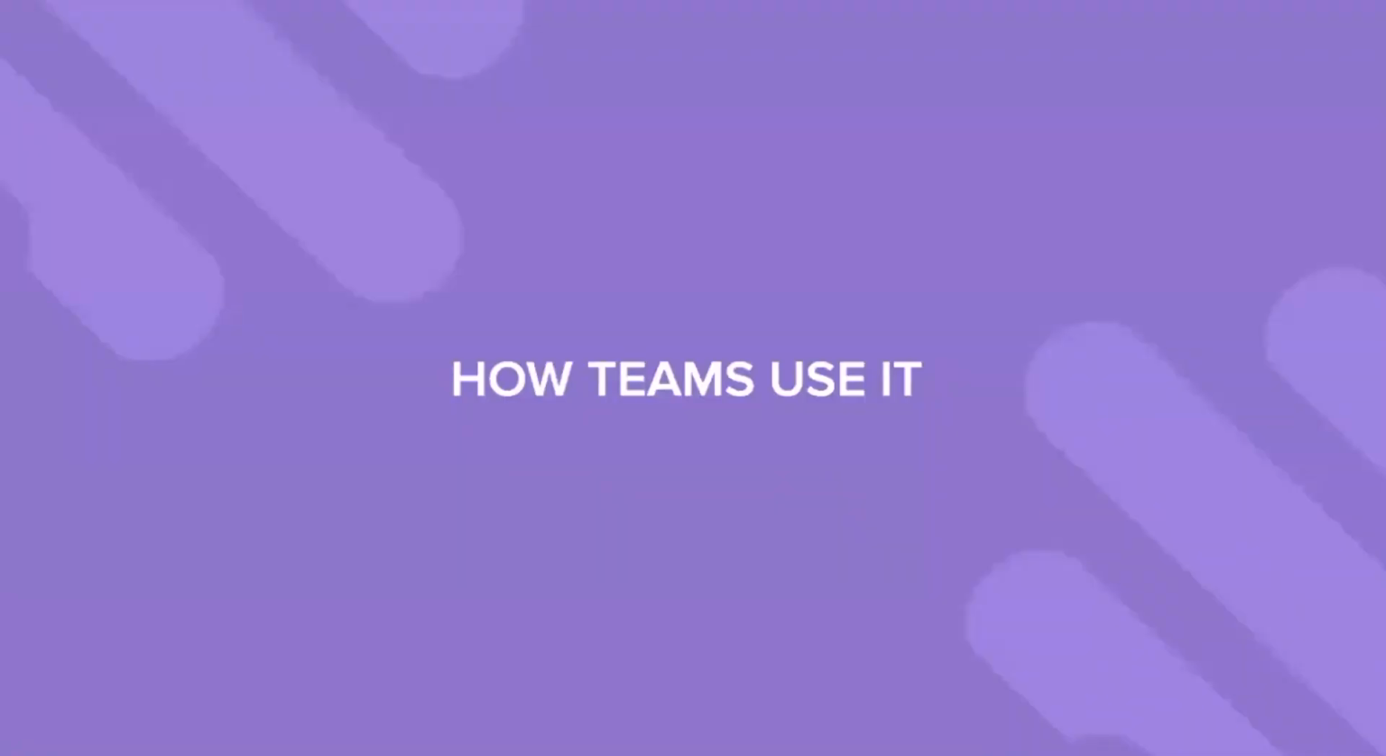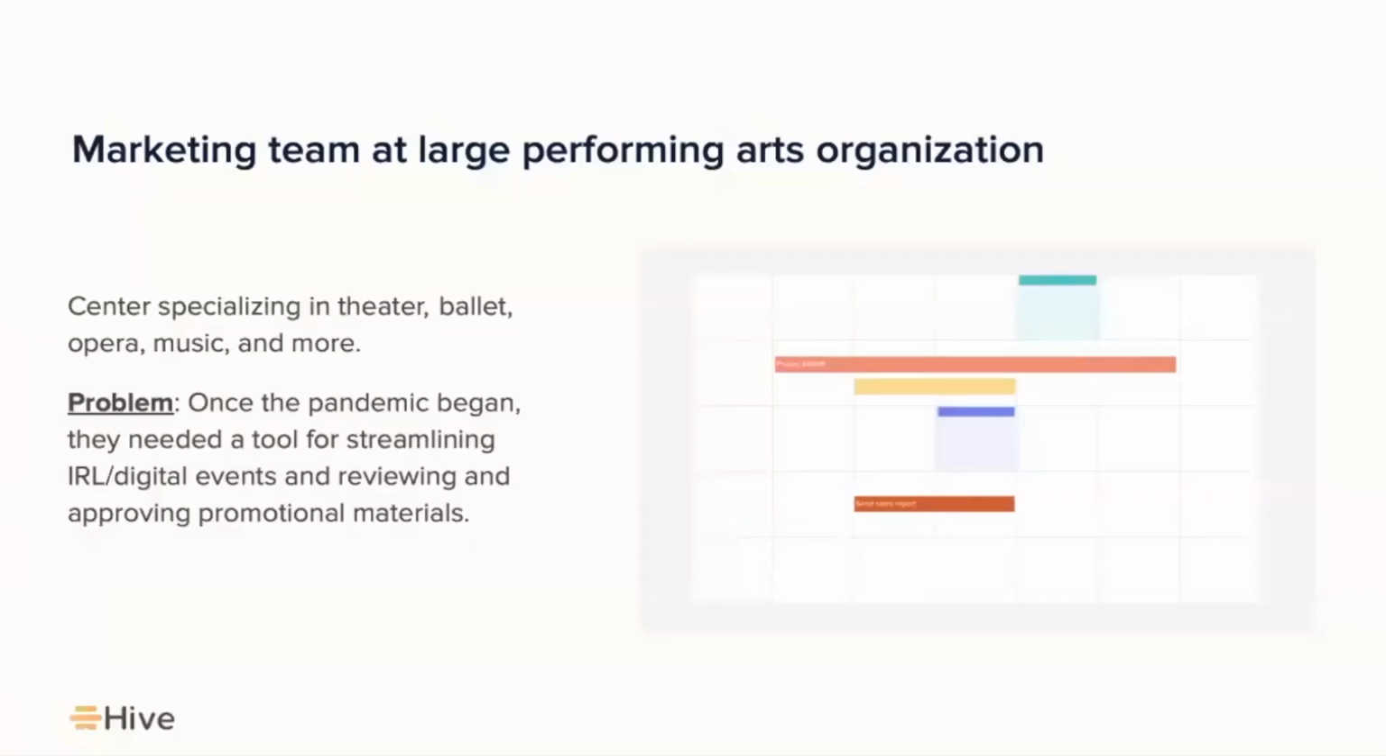Okay, now we're going to get into some of my favorite parts of these webinars, how teams use proofing and approvals. I have 3 use cases that I want to take everyone through. So the first one is a marketing team at a large performing arts organization. This organization specializes in all types of performing arts. We have theater, ballet, music, opera, live performance, recorded performance.